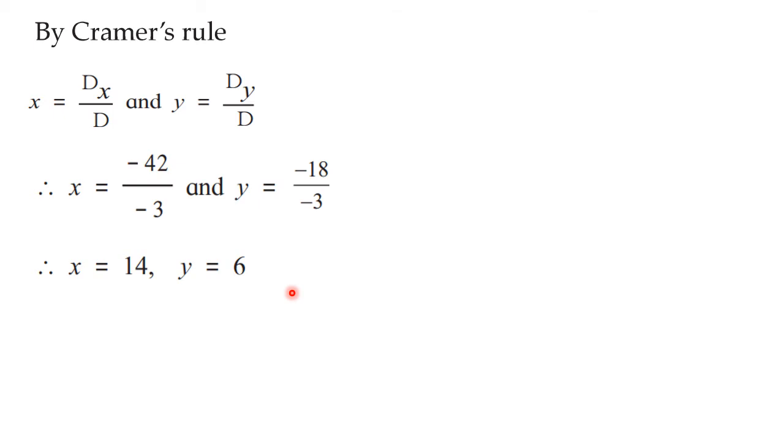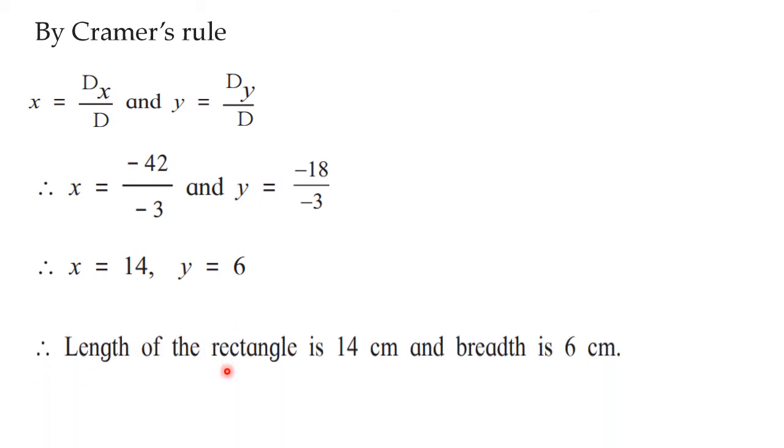Now, whenever there is a word problem, your final answer should be a statement. Always recall the last statement. What do we need to find here? Find the length and breadth. So you will write down as your final statement that therefore the length of the rectangle is 14 centimeters and breadth is 6 centimeters. Or simply you can write length of the rectangle is equal to 14 centimeters and breadth is equal to 6 centimeters.